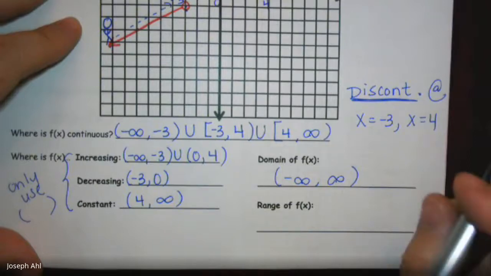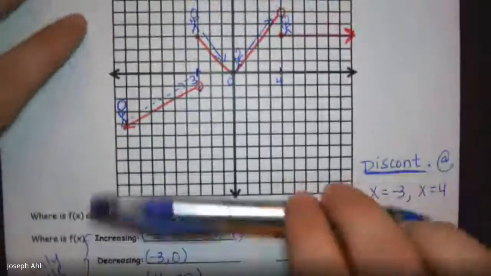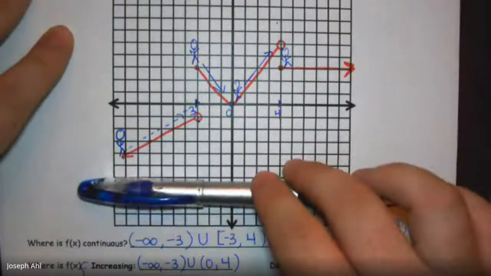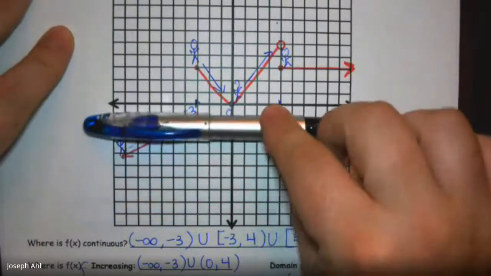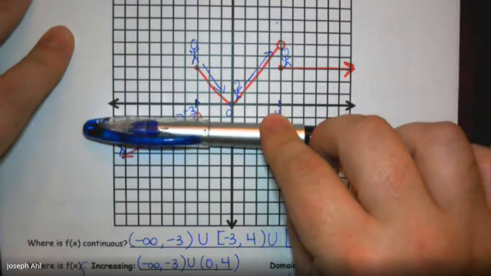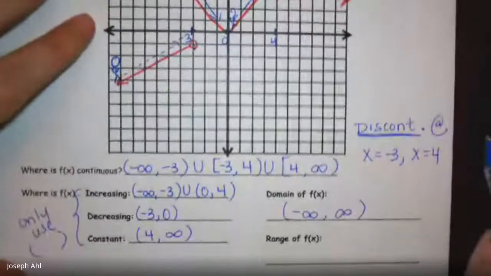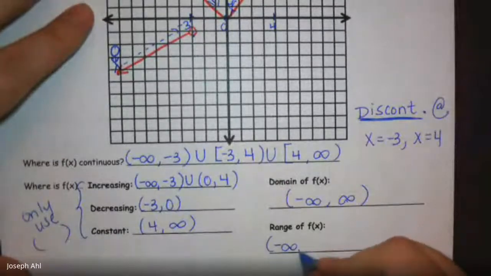Is the same true for the range? I'm not really sure. Let's take a look from bottom to top. I mean, this arrow is going down forever, so I know it's at least -infinity, but it appears according to the graph we're going to have to stop at -1, where that open circle is. So we've got -infinity to -1.